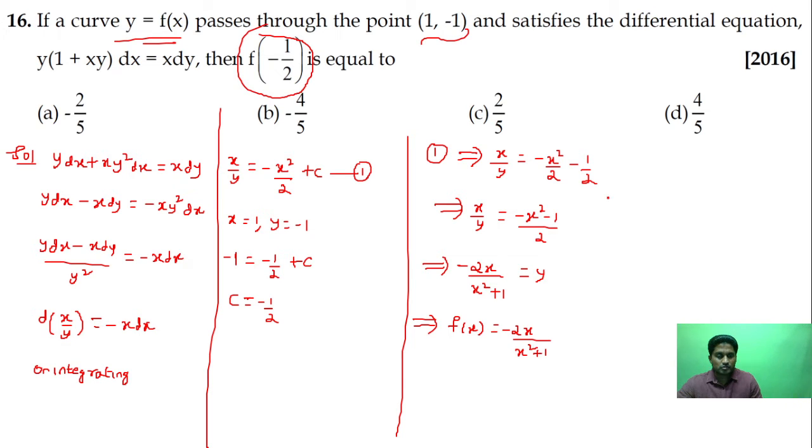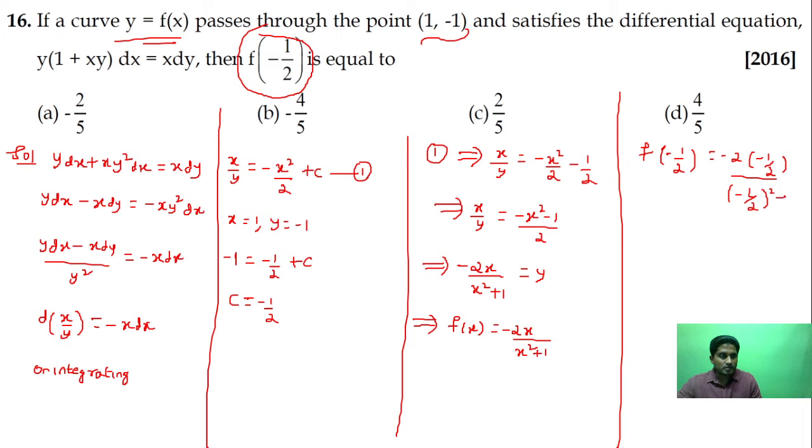Now what am I supposed to find? I am supposed to find out what is f of minus half. F of minus half will be equal to minus 2 into minus half divided by minus 1 by 2 the whole square plus 1. Anyways, minus and minus is plus, you get 1 upon 1 by 4 plus 1, which is 5 by 4. It goes to the numerator, you get 4 by 5. That's the answer guys. Answer is option D.